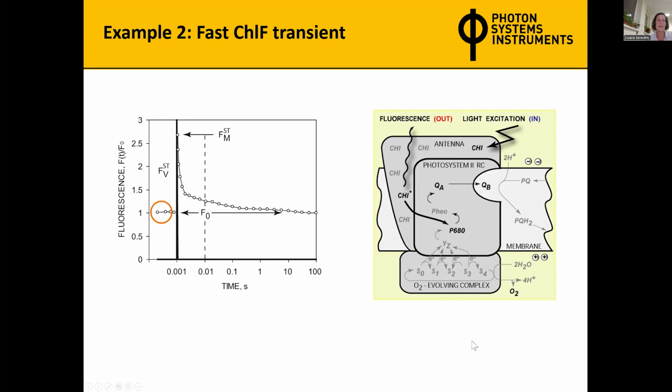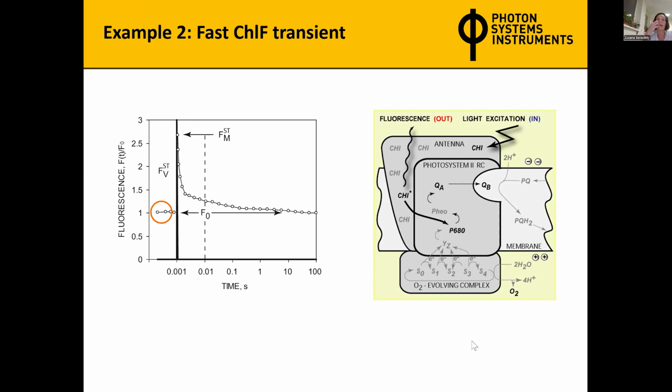And with very weak pulses, called measuring pulses, we measure a basic, lower level of fluorescence, very often called F0 fluorescence. These are short and weak pulses. When we apply the strong pulse, you can see that the photosynthetic machinery is working.